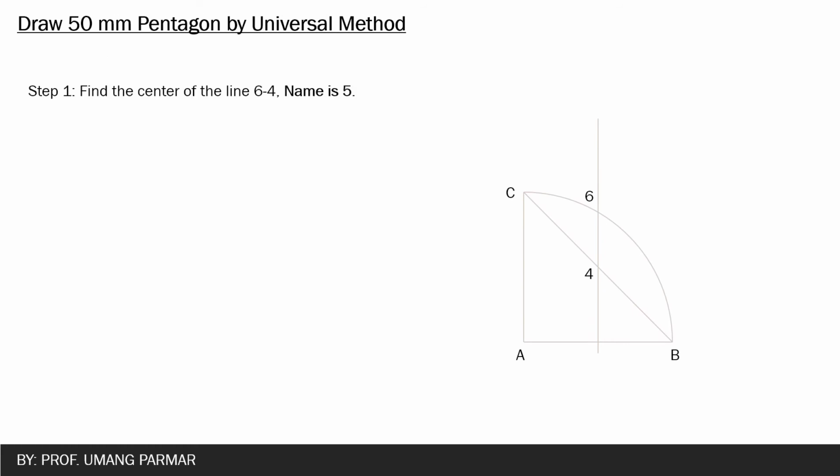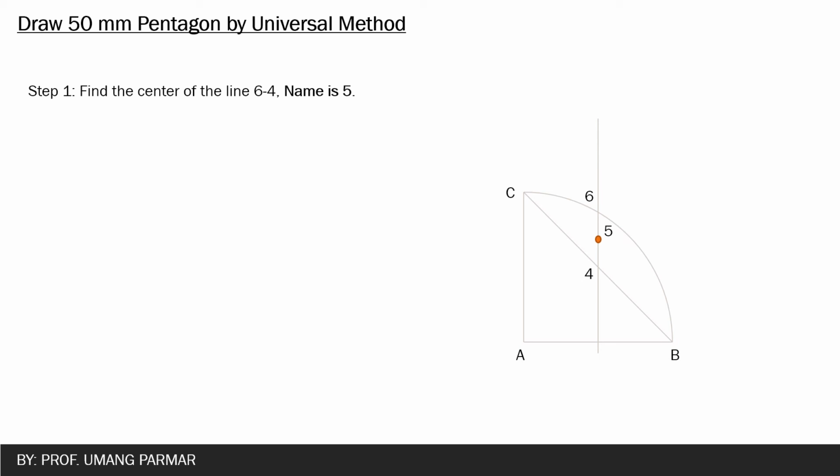Now suppose you want to draw the pentagon, then we need to find the center point of the line 6 to 4. And that's the reason in this video at the starting I explained how to find point number 5. So we will find the center point of 6 to 4 and call it point number 5. Now you understand why I explained that portion of dividing line 6 to 4 into two equal parts and making it number 5.